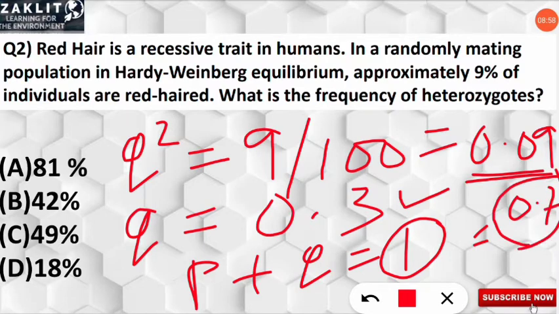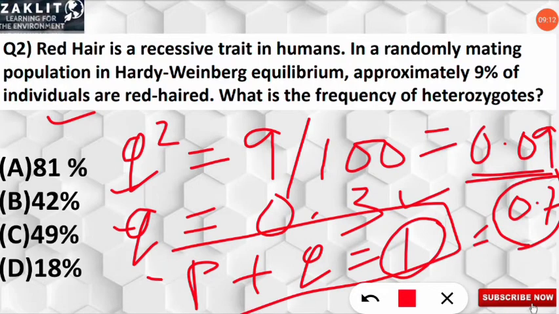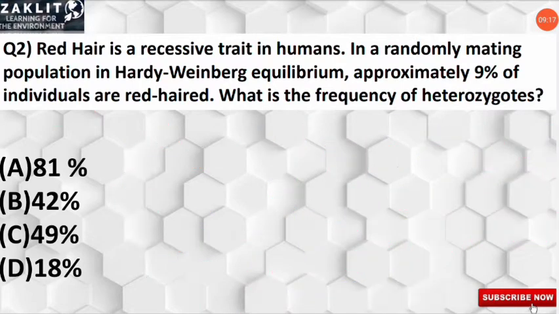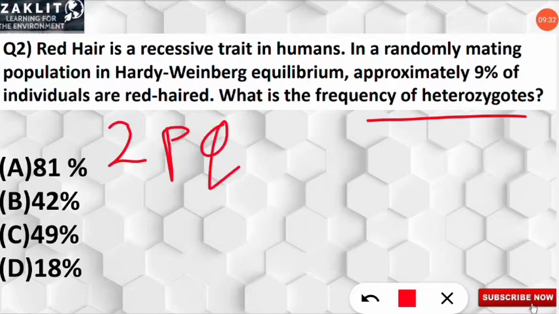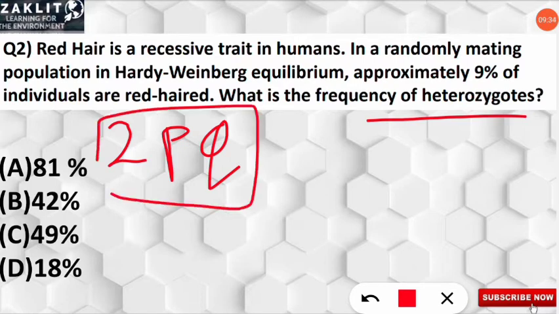So I hope till now it is clear to you that q squared is given because red hair is expressing, and from q squared we will get q by taking the square root of 0.09, and then we will get p from p plus q is equal to 1, this formula of Hardy-Weinberg. So we have got p is equal to 0.7, q is equal to 0.3. Now we have to find the frequency of the heterozygous genotype. So it is not p and q we have to find, but the frequency of the heterozygous genotype means it is asking about 2pq. So in the Hardy-Weinberg equilibrium, 2pq denotes the frequency of the heterozygotes or heterozygous genotype.